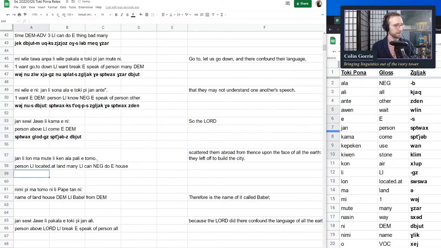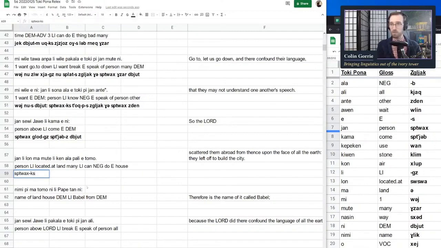Okay. What's next? Sptwach. X. Li is going to be gz underlyingly, but it's going to devoice because it's beside this voiceless velar fricative ch. So sptwach. X.